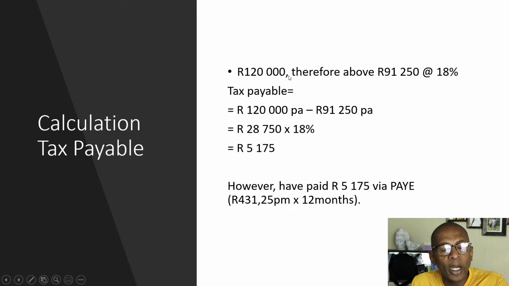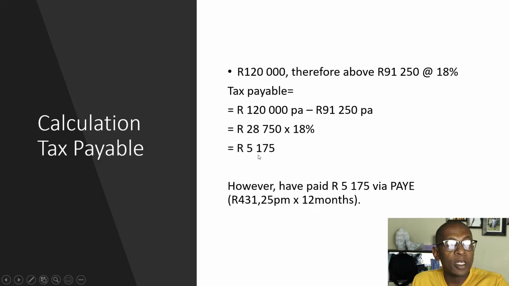Now, if we had to just work out his tax, we know that according to the revised tax tables for 2023, the first 91,250 is tax-free, and anything above that is taxable at 18%. So the calculation goes as 120,000 rand per annum. You take off the first 91,250, which is the tax threshold. You're left with 28,750, which you then multiply by the rate as per the tax table at 18%, which gives you a total tax payable for the year of 5,175.